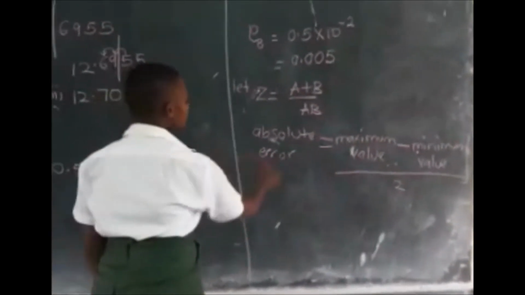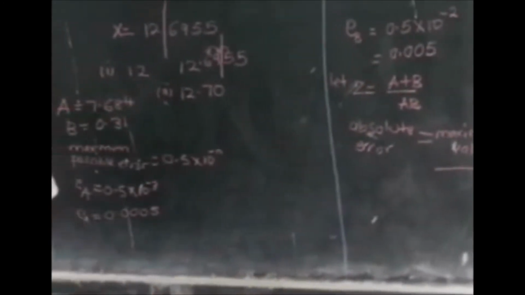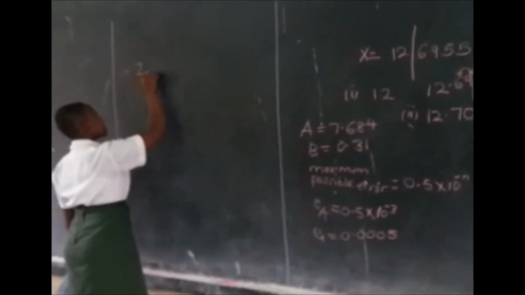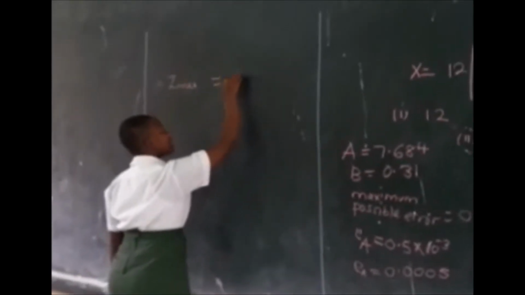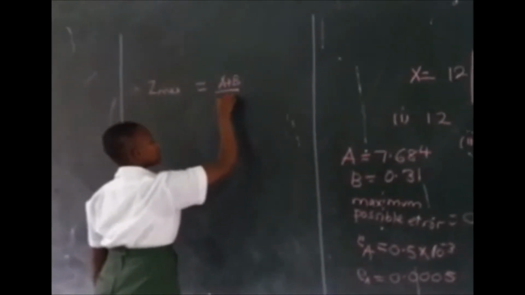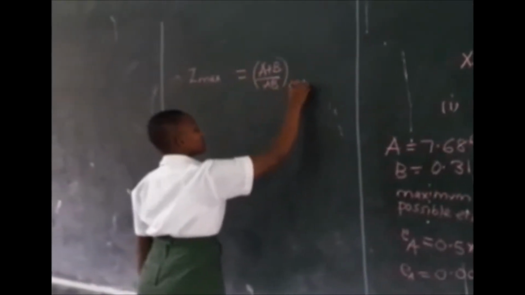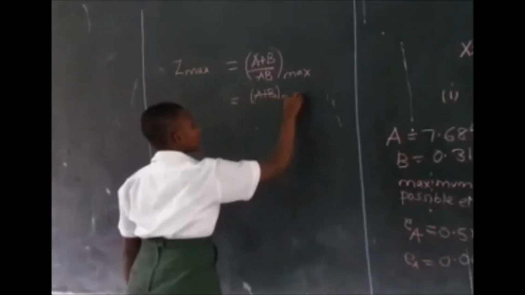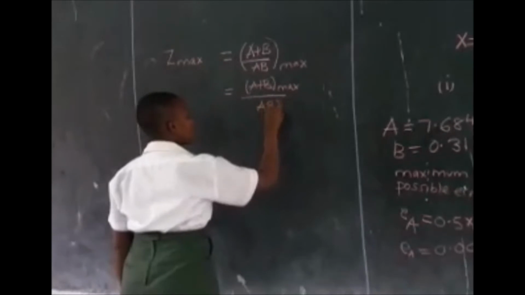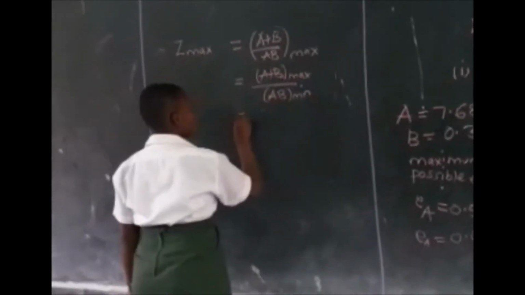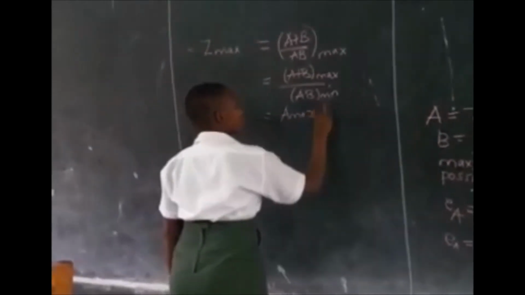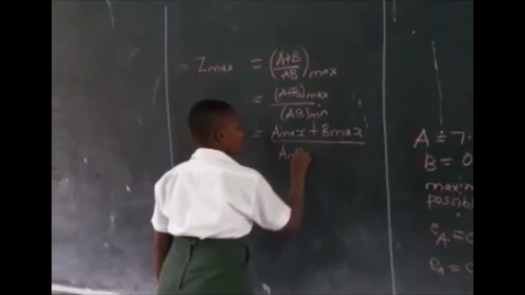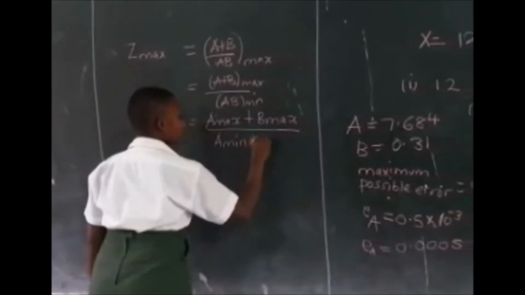So we're going to first find the maximum value and the minimum value. We are going to find Z max, which will be equal to A plus B out of AB max. So this is the same as A plus B max out of AB min. So this will equal A max plus B max out of A min times B min.